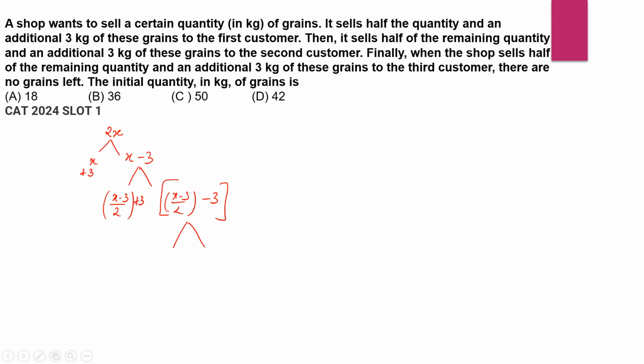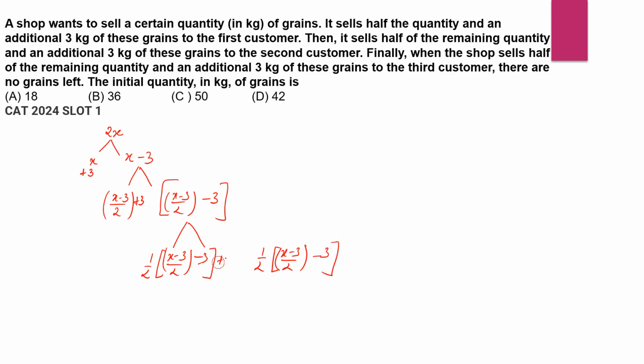Finally, when the shop sells half of the remaining quantity and an additional 3 kg of these grains to the third customer, there are no grains left. So I'm going to sell half of this, half of (x minus 3) by 2 minus 3. So I should be left with what? Half of (x minus 3) by 2 minus 3.